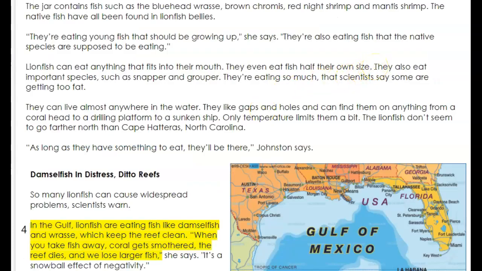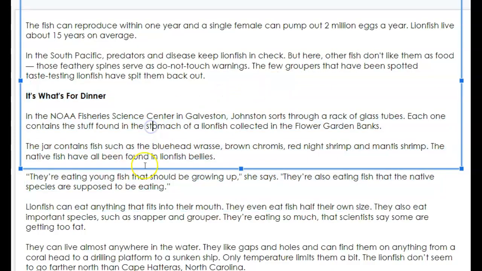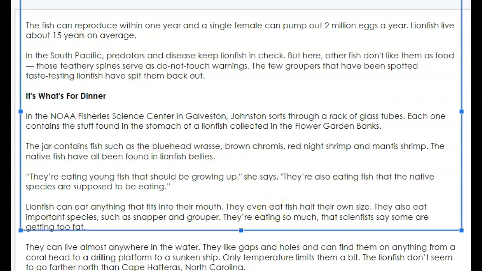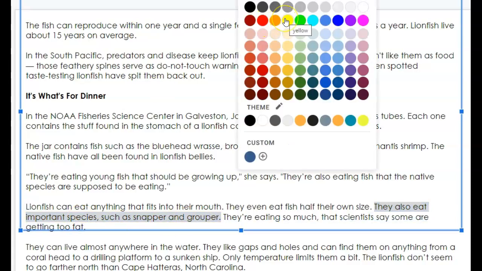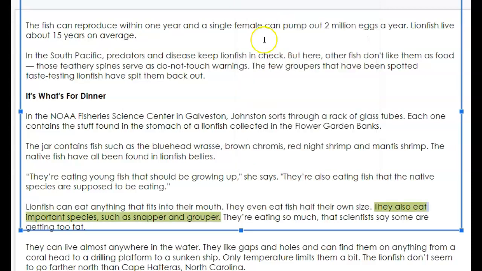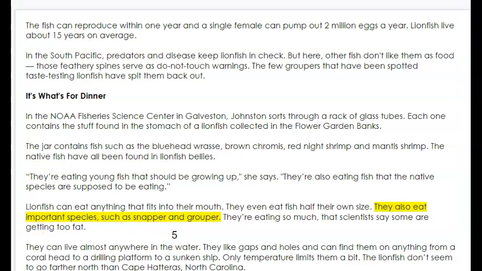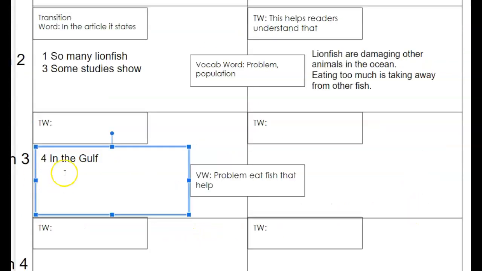I also see here it says they also eat important species. Hold on. Oh, where did it go? There we go. "They also eat important species such as snapper and grouper." So I'm going to use that one. Why are snapper and grouper important? Do you know what? It doesn't tell me. But because it says they're important, I'm going to believe the scientist. I'm going to call it number 5, and I am going to add 5, "they also eat," onto my graphic organizer.